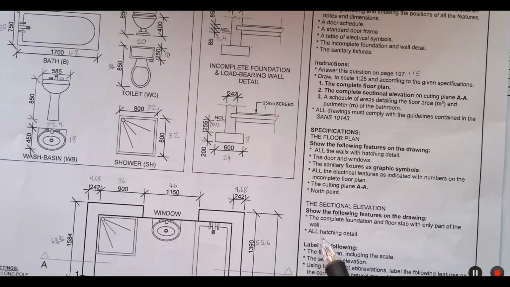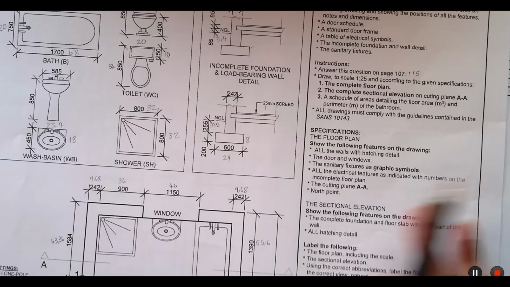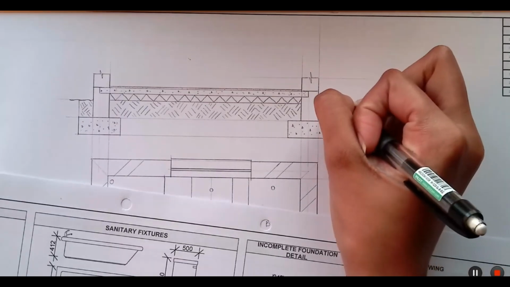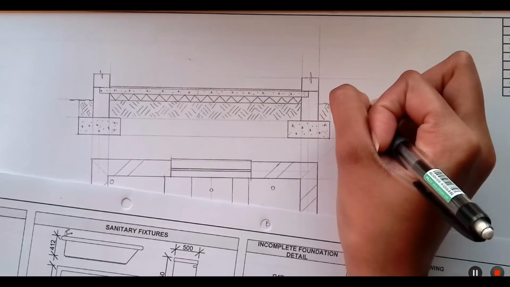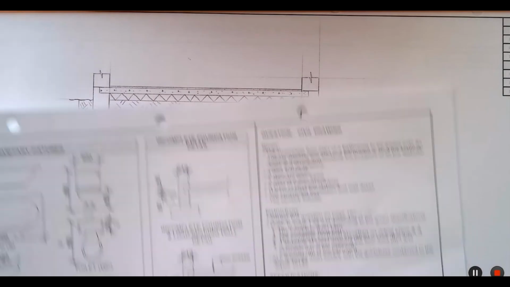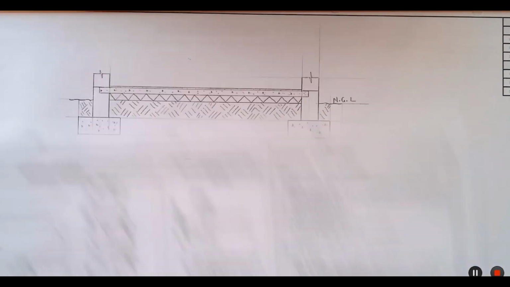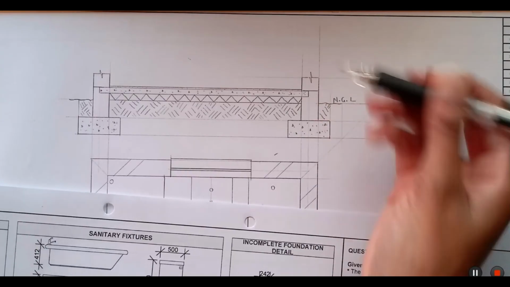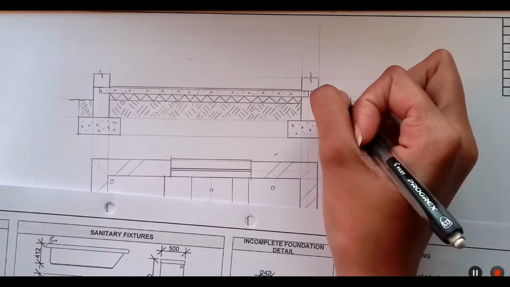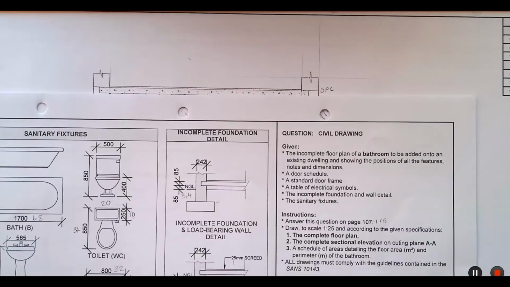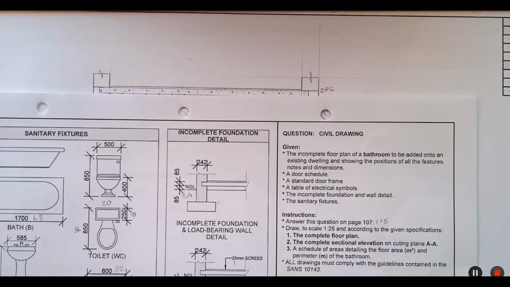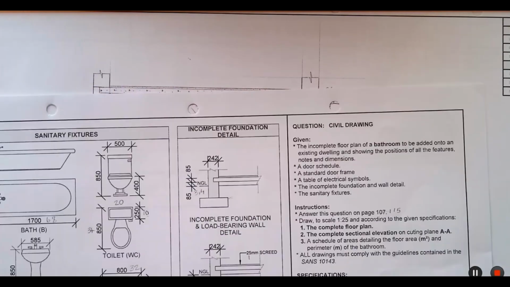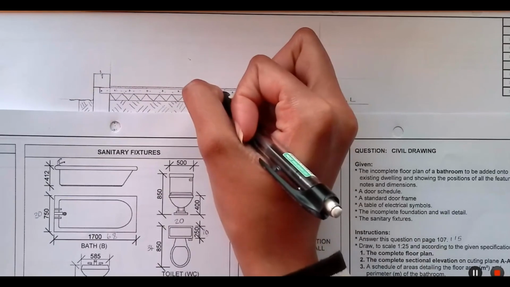Once that is done, I can now look at the instructions. So for the section, we've added all hatching. We were told that we must use the correct abbreviations and label the following features. The NGL, natural ground level. So where this line is, we will write NGL. And then we are also asked to label the damp proof course, which is by the concrete, DPC. And then, yeah, those are only two things.